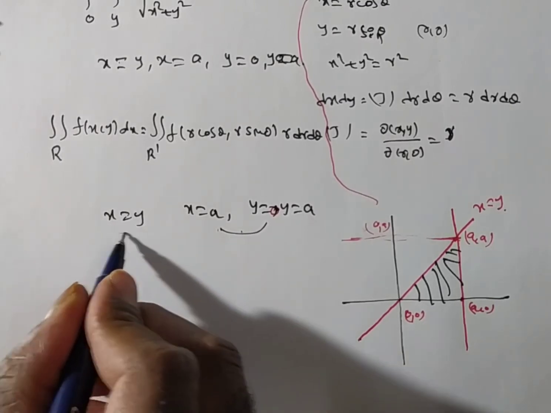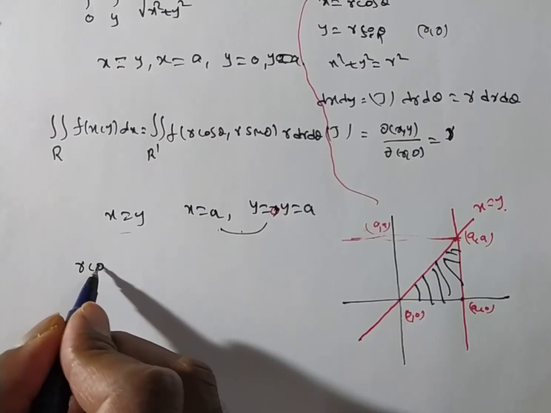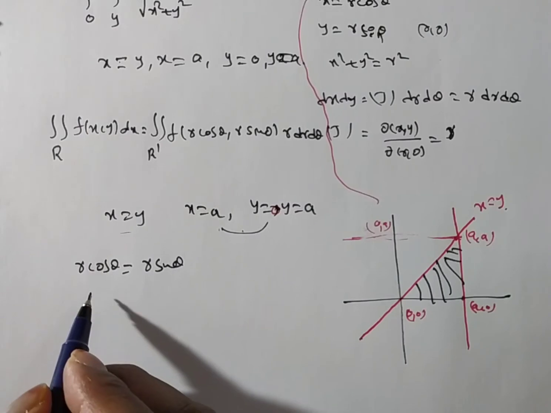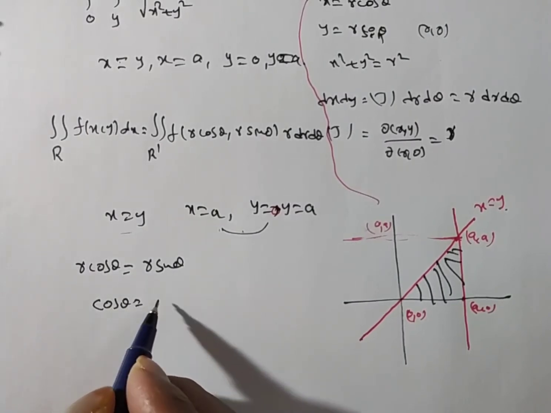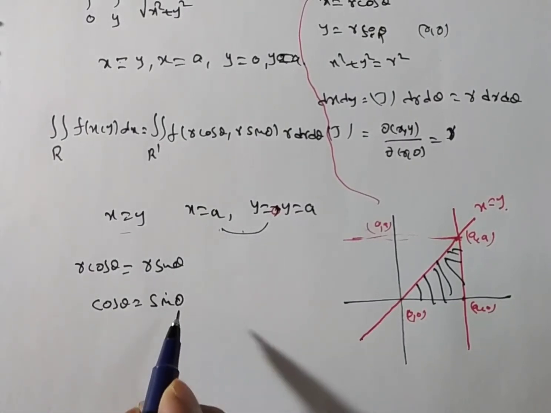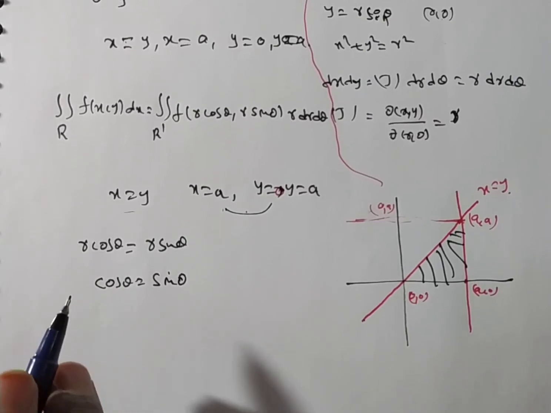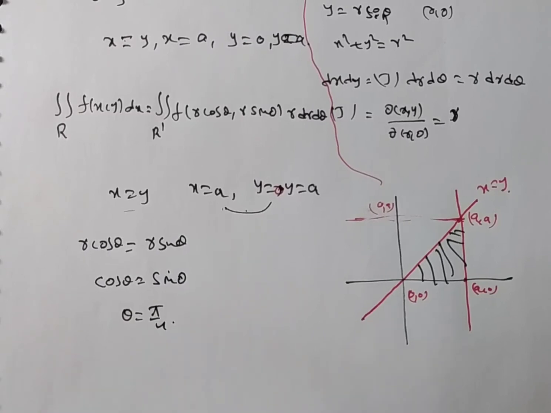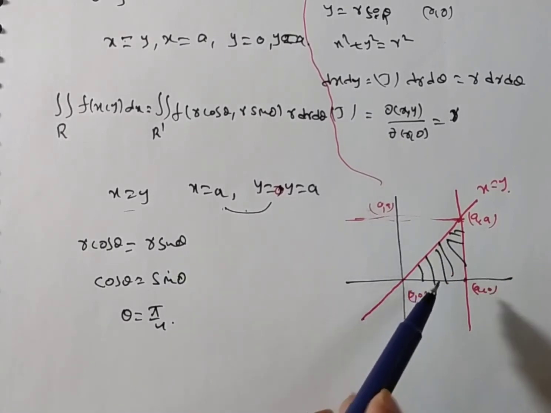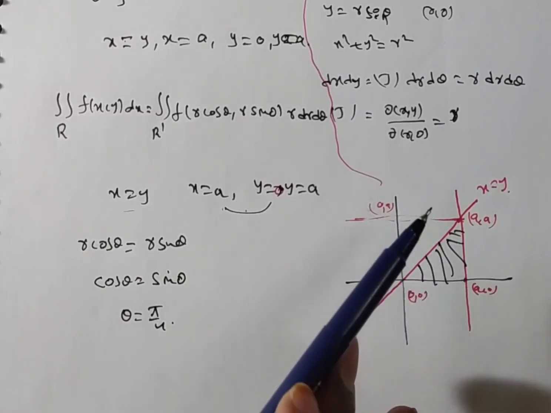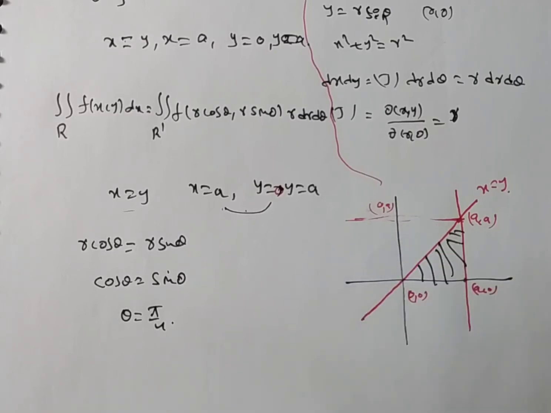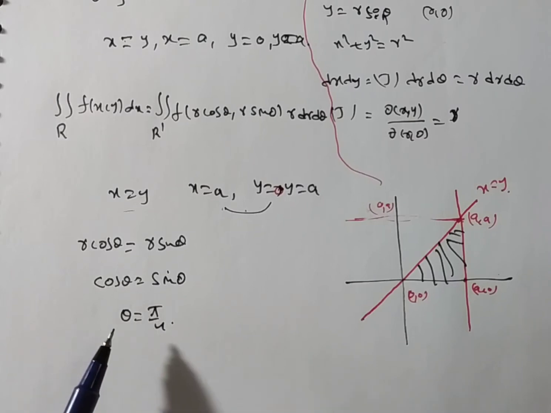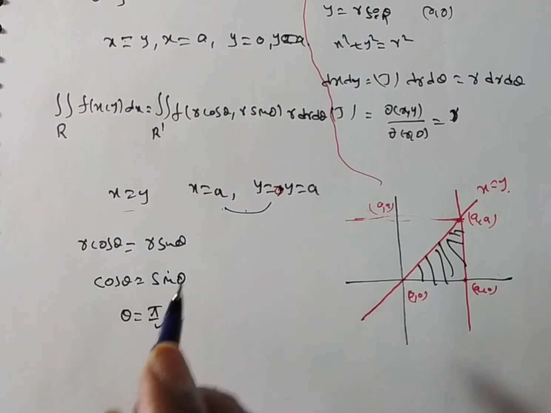You observe, first we have x is equal to y. What is the x value? r cos theta. What is y? r sin theta. From this r gets cancelled, and we have cos theta is equal to sin theta. Friends, in the first quadrant, cos theta is equal to sin theta when theta is equal to pi by 4 only. So you observe, in this case the region is occupied in the positive quadrant, and that too only half of it, from 0 up to the x is equal to y line.